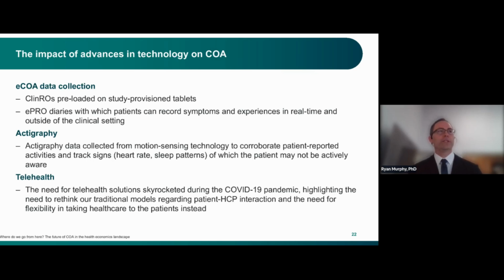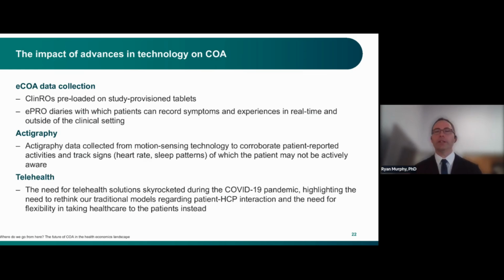Taking a step away from the patient-reported, we can also look at actigraphy data, which is from motion sensors to corroborate any patient-reported activities and track signs that the patients themselves may not be consciously aware of. Things like their heart rate, their sleep patterns, even more old-fashioned pedometers to see how many steps they're walking in any given day as a proxy for their overall activity.